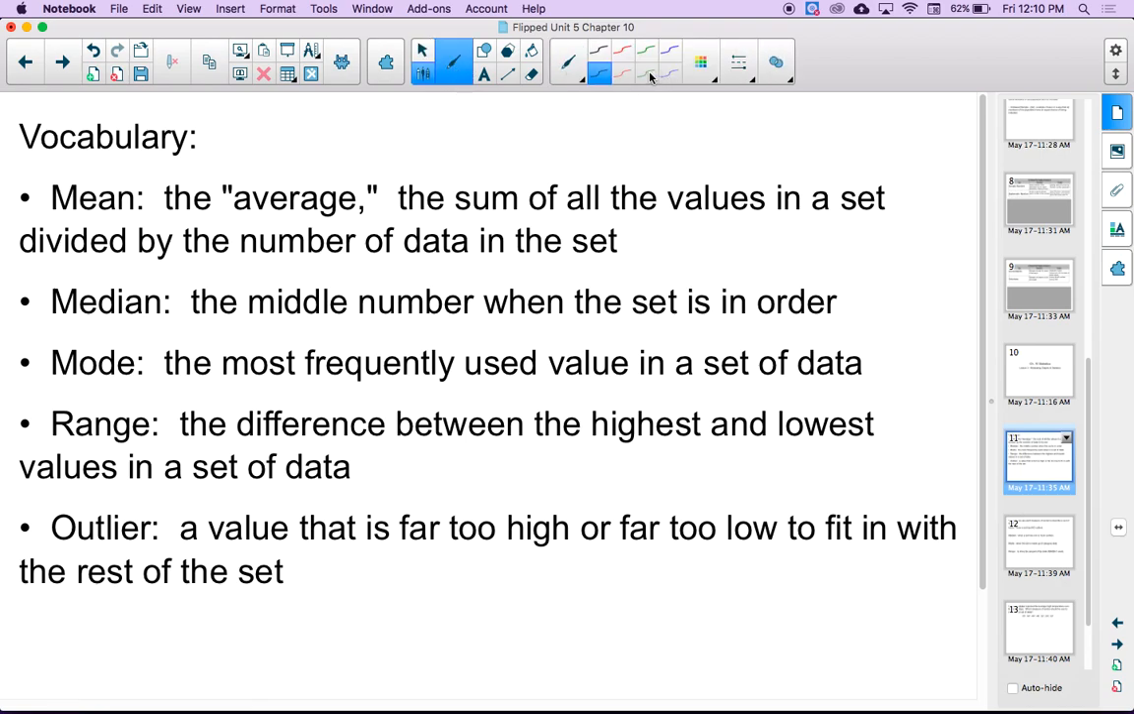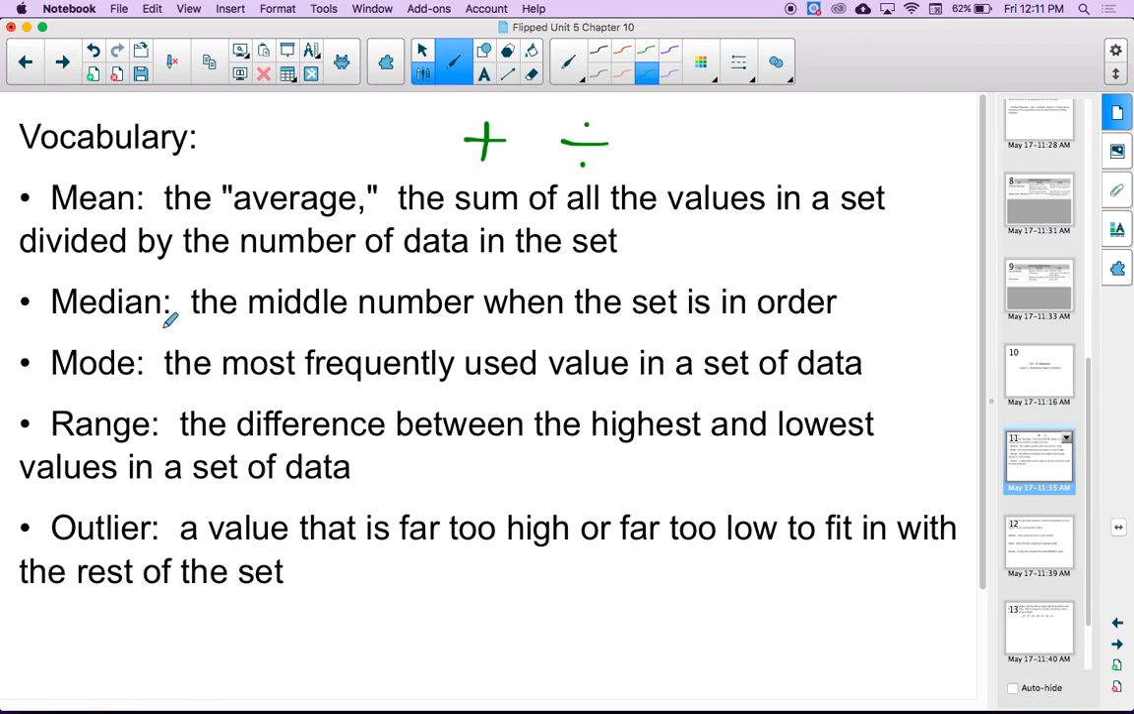The mean is usually called the average, and this is when we take the sum of all the values in a set and we divide it by the number of data in that set. So the first thing we do is we add up all the numbers in this set of data, and then we divide by how many data there are in the set. So adding and then dividing. A lot of times the mean ends up being a decimal.